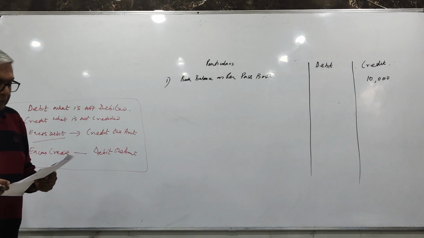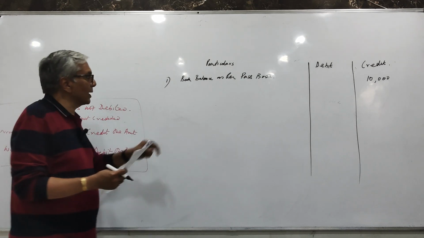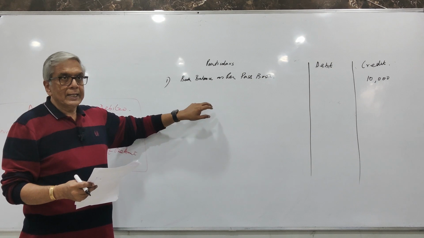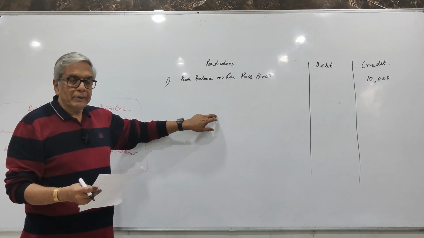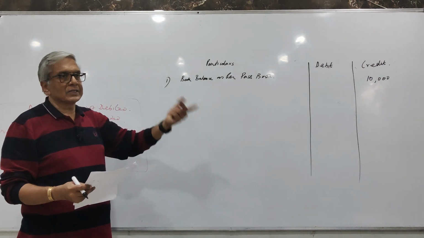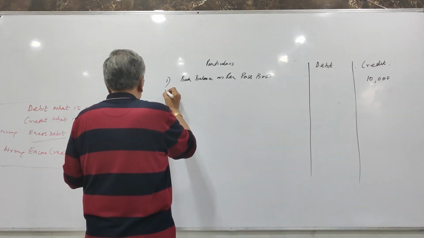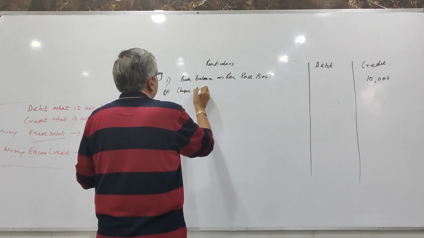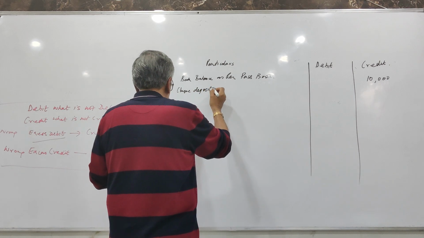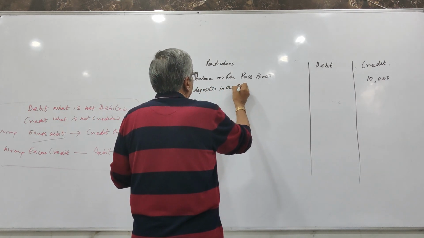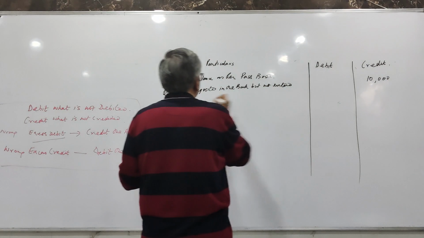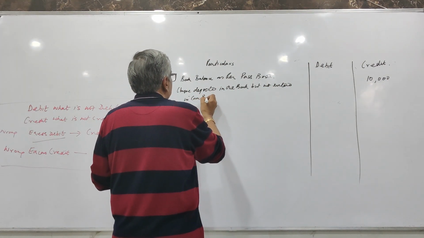Then he says, cheque deposited into the bank, but no entry was passed in the cash book. Now what has happened? We have deposited 500 rupees of cheque in the bank. That means we were supposed to debit bank. We have not done that. The bank has credited us. So what we are going to write is, cheque deposited in the bank, but not entered in the cash book. So what are we going to do?